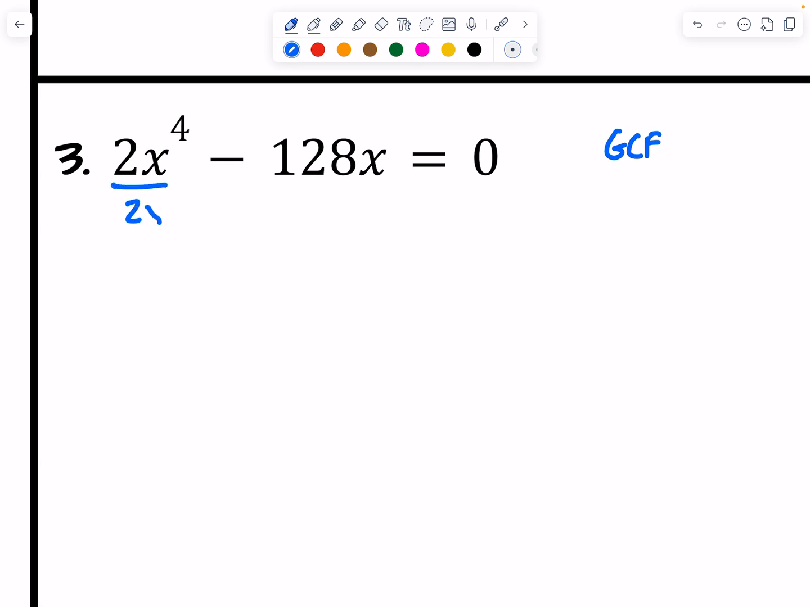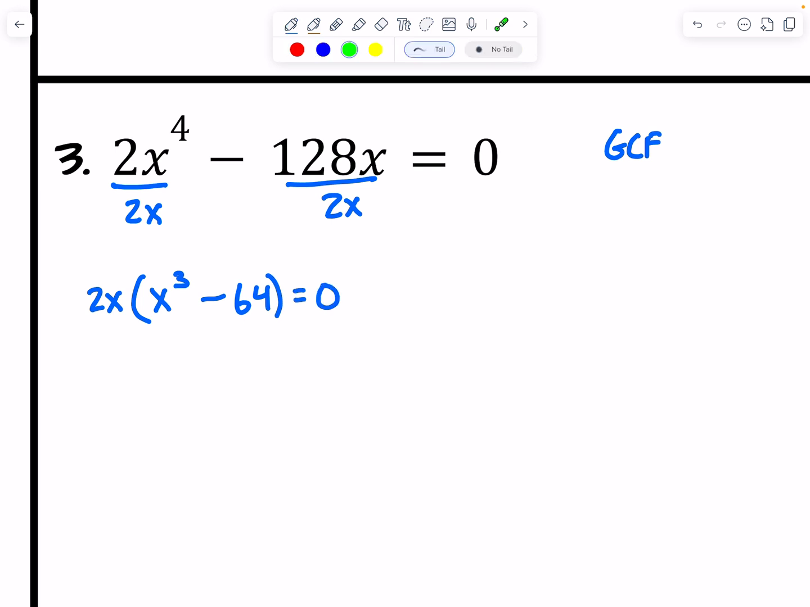So I am going to divide out a 2x and keep it out front when I rewrite it. So 2x to the 4th divided by 2x would leave me with x cubed. And then 128x divided by 2x would leave me with 64. But then I noticed that what is left over is a difference of cubes. So I could keep going because I want to factor it completely. So let's go ahead and factor our difference of cubes and just leave that greatest common factor out front.